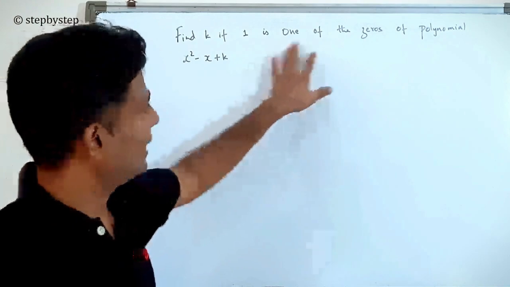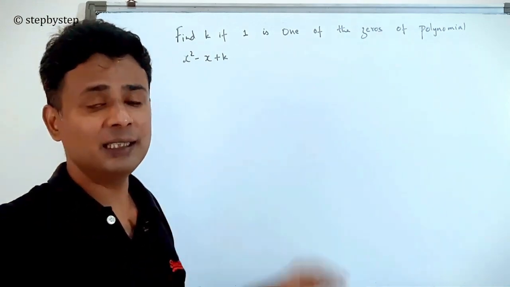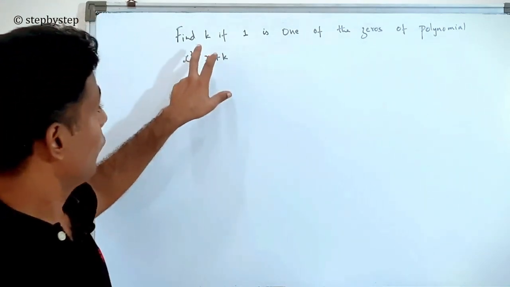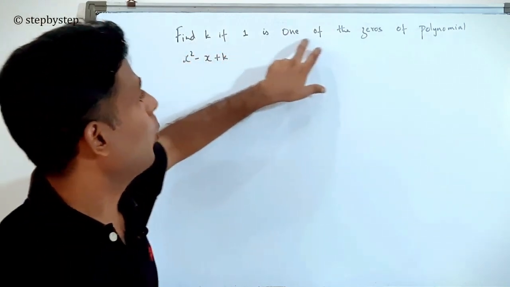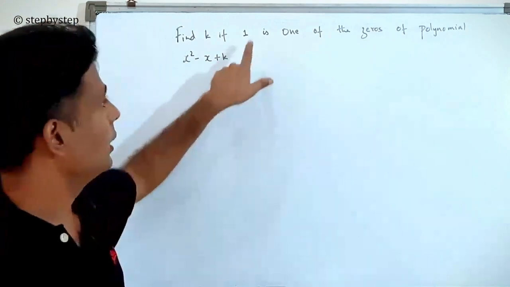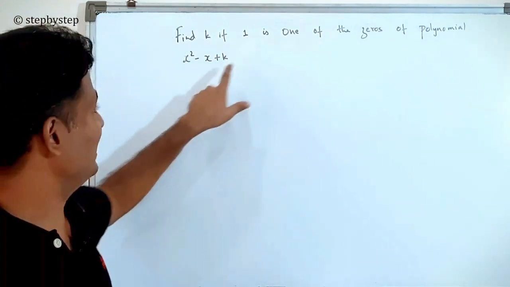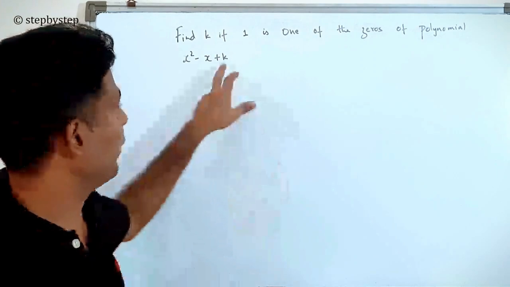Alright. Now this is another kind of problem that you will usually come across in this chapter. What have they given? Find k. We have to find the value of k, if 1 is one of the zeros of this polynomial. So what have they given? 1 is a zero of this polynomial. We have to find k.